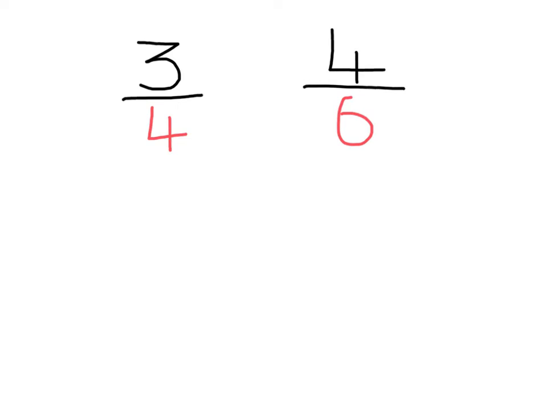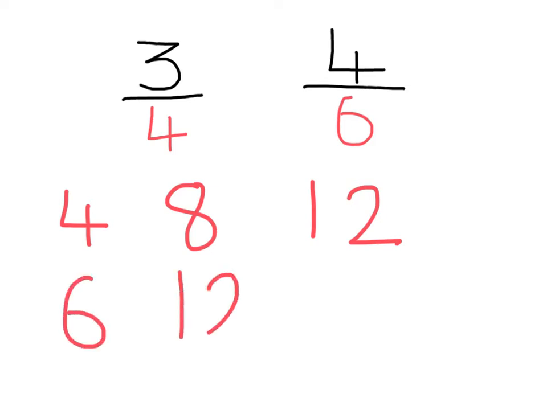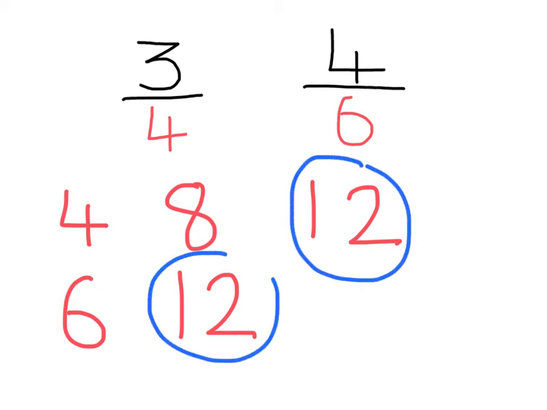To find the common denominator, I'm going to think about multiples of each of the two denominators. Looking at the first fraction, multiples of 4 are 4, 8, 12. Looking now at the second fraction, multiples of 6 are 6, 12, and so on. At this point I notice that 12 is a common multiple to both. I can see that 12 is a multiple of 4: 4, 8, 12, and also 12 is a multiple of 6: 6, 12.